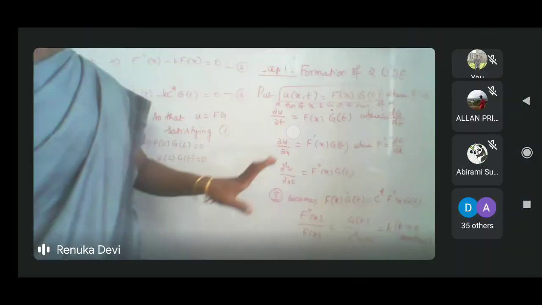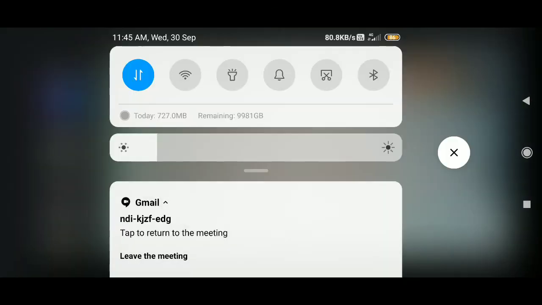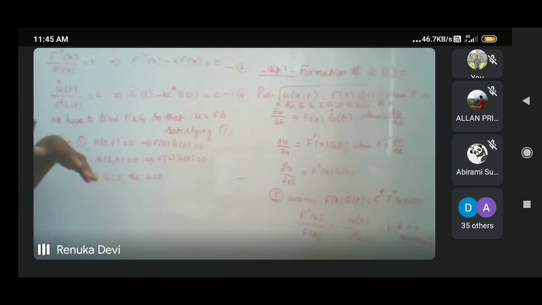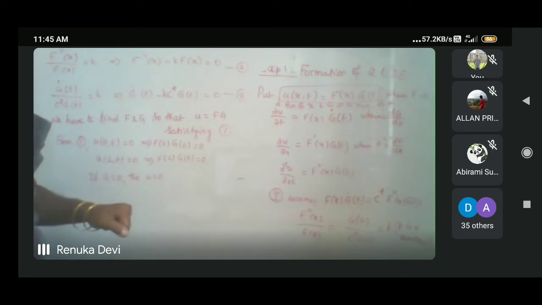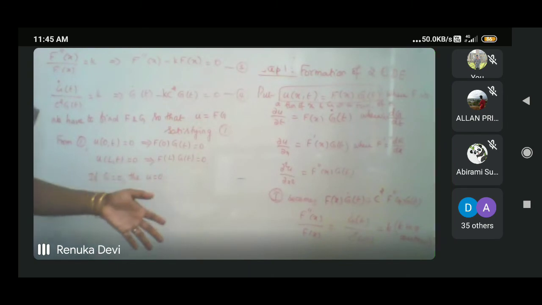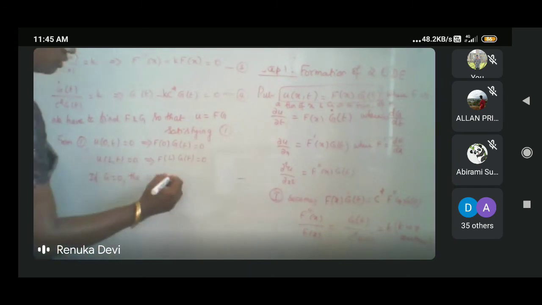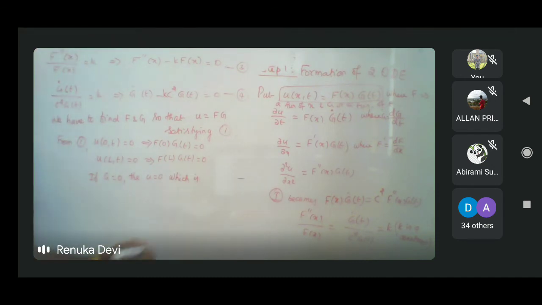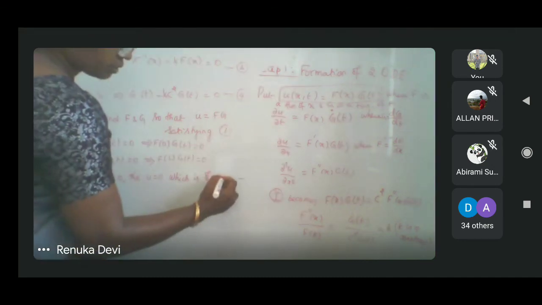That is, the temperature is 0. But we have to study the heat equation, that is the variation of the temperature. Therefore, when g equal to 0, u itself is 0. That is, this case is not of interest. Okay. So, it is of no interest.